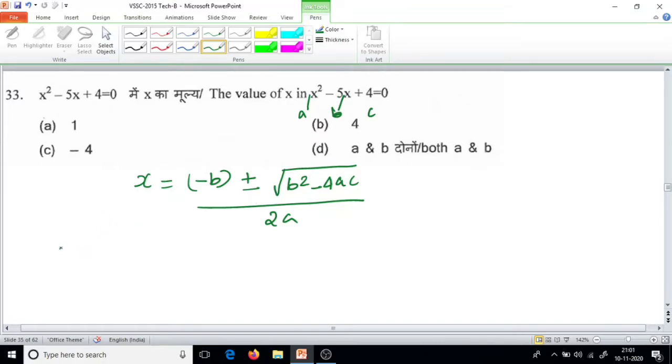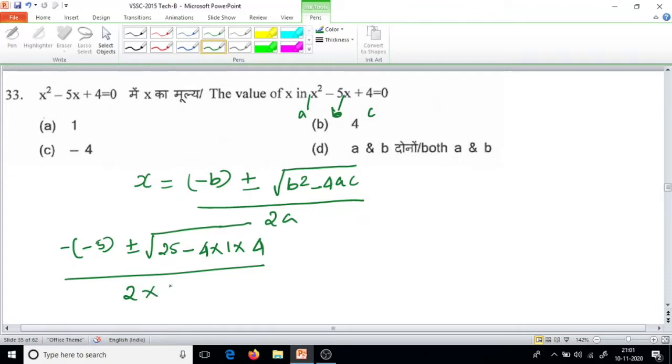Minus b, what is the value of b here? This is minus 5, plus or minus the square root of b square, that is 5 square, 25, minus 4 times a, where a equals 1, times c, where c equals 4, all divided by 2 multiplied by a, where a equals 1. If we simplify this, minus multiplied by minus becomes plus. So 5 plus or minus the square root of 25 minus 16, so we get 9, divided by 2.